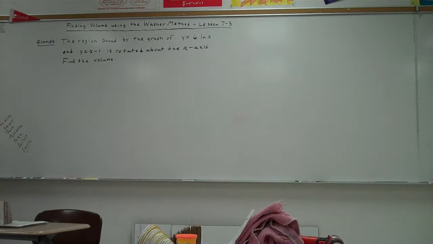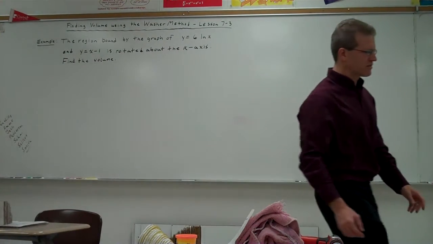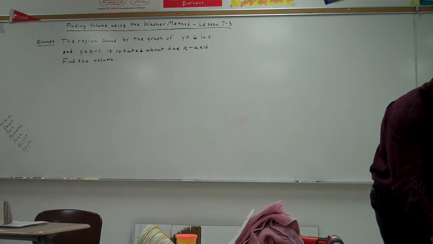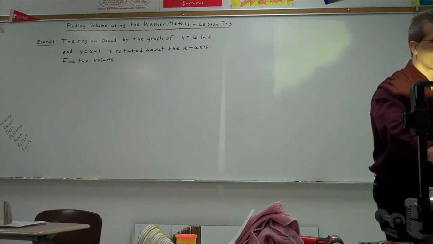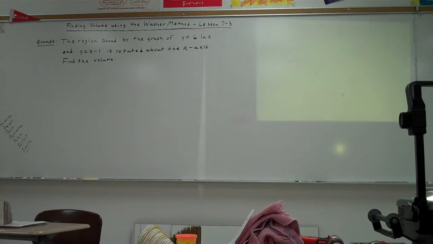This is my review problem over the Washer method from lesson 7-3. Example: the region bound by the graph of y equals 6 natural log of x and y equals x minus 1 is rotated about the x-axis, find the volume. So first of all, let's get that graph so you can see what region we're talking about. I want to make sure you have the right region before you actually start rotating it around.